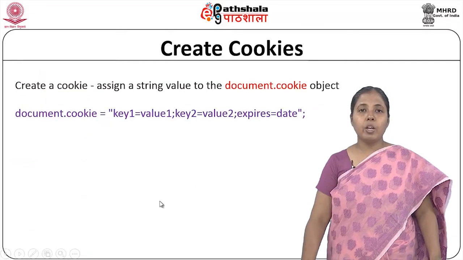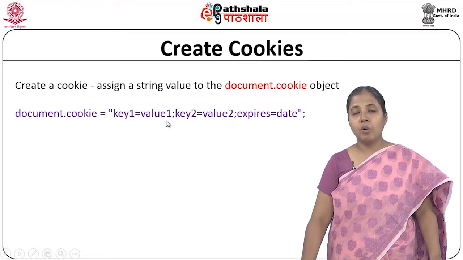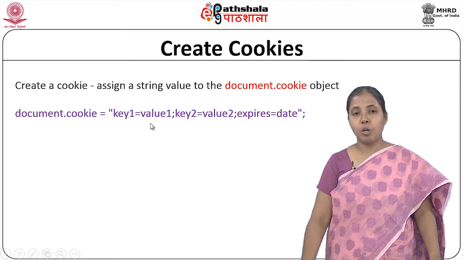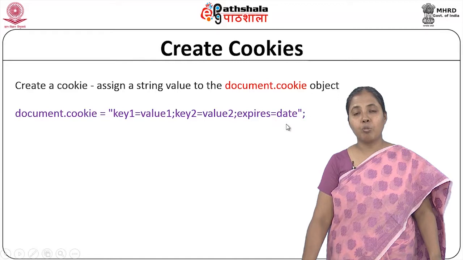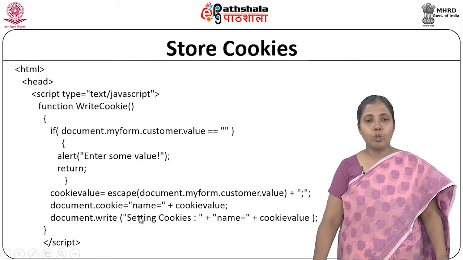So, if you want to create a cookie in JavaScript, you use document.cookie equal to a string, and you can have key value pairs, put a semicolon, and you can have a number of key value pairs, and you can also have the expiration date for the cookie. So, this is the code to store the cookies.